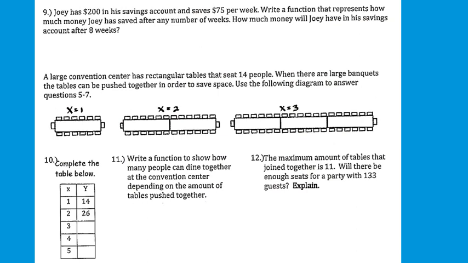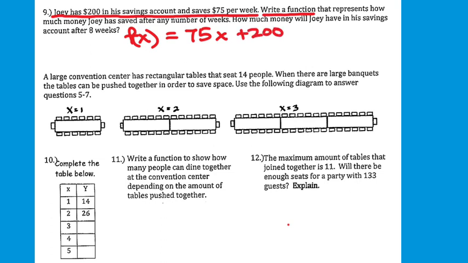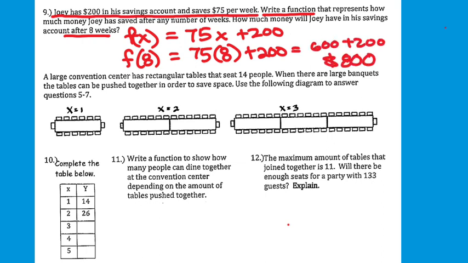Number 9 gives us a situation where Joey is saving some money, and he's going to save some more per week. The first part of this says to write a function to represent Joey's situation. And we have to do this by writing a function like f of x equals 75x plus $200, right? The second half of this question says solve what he has after 8 weeks, or when x is 8, right? The function at 8. So that's 8 times 75 plus 200, which is going to be $800.